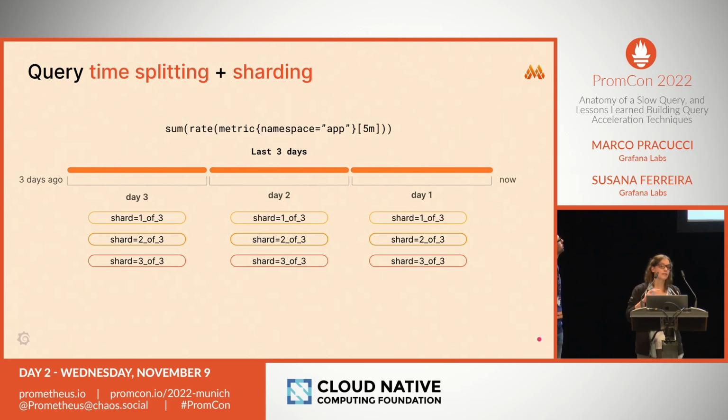Then each one of these partial queries will be further split into multiple partial sharded queries. In this case, with a sharding factor of 3, we will have 3 queries for each day. So this means that in the end, we can split this query into 9 partial queries, where each one of these partial queries can be executed in parallel, and all of them will be looking into specific parts of the data.